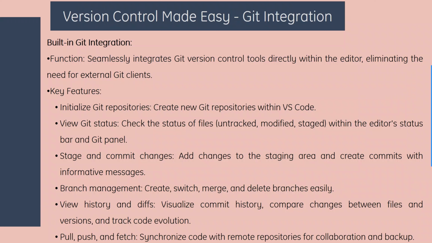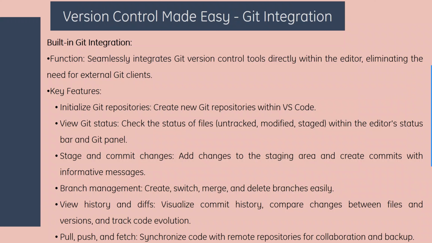The function of it being seamlessly integrates Git version control tools directly within the editor, eliminating the need for external Git clients. The key features being initialize Git repository, create a new Git repository within VS Code. Then we have view Git status, check the status of files, which is untracked, modified, staged, within the editor's status bar and Git panel.